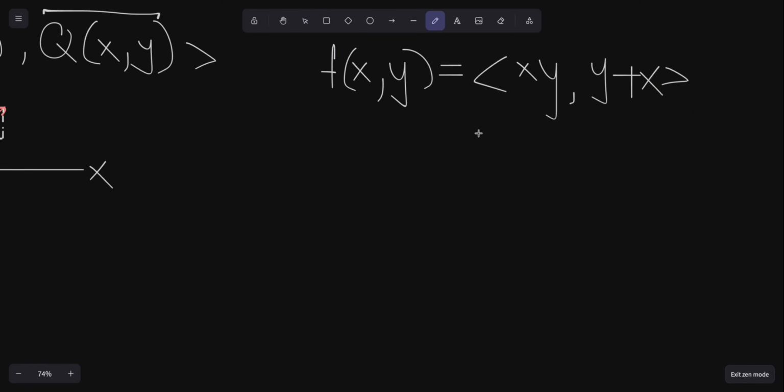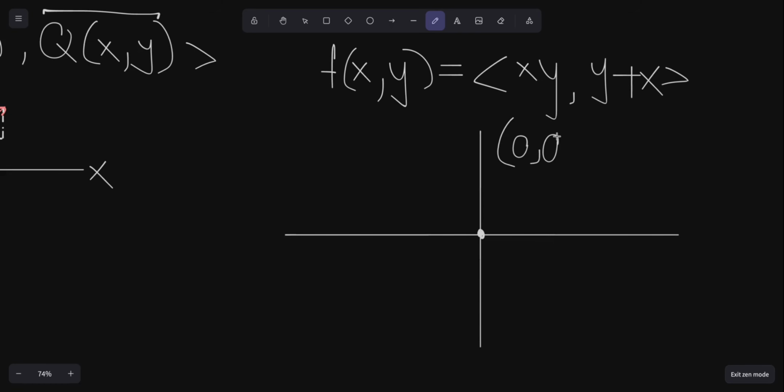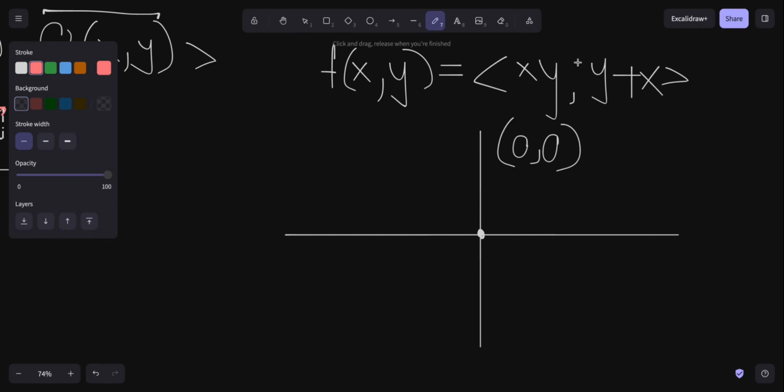So how would this look? Well, let's try out plotting some points. When I'm at the coordinate 0, 0, notice how when x is 0 and y is 0, this whole term is 0. So the x component of my vector is 0. And when y is 0 and x is 0, the y component is also 0. So at 0, 0, the origin, we have the 0 vector.